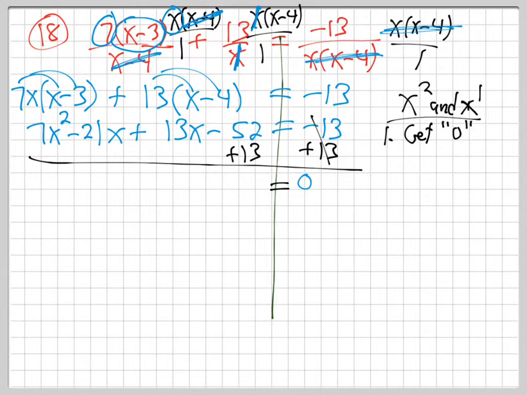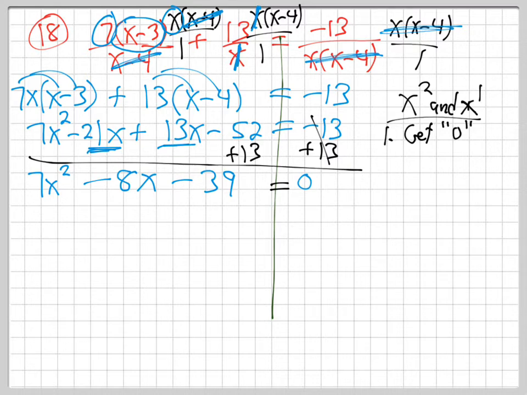Okay, well, what's left here? Well, then the 7x squared minus 21x plus 13. Isn't that minus, what is that, 8? Yeah, 8x, huh? Thanks. And then minus 52 plus 13, is that like 39 or something? Yeah. Minus 39? Just use your calculator.